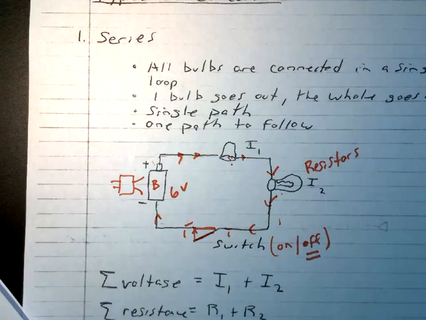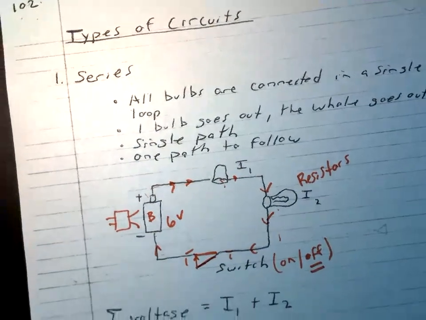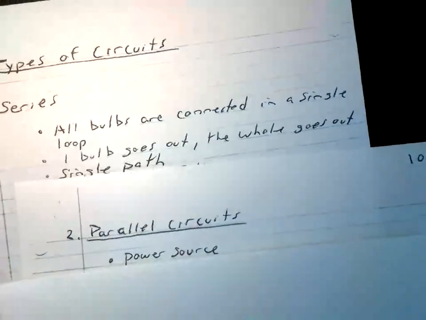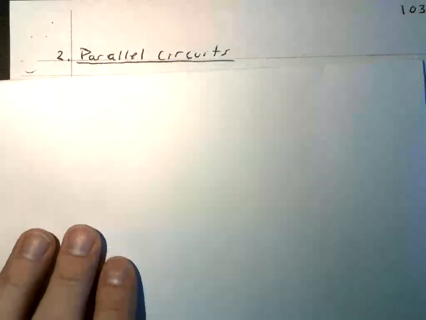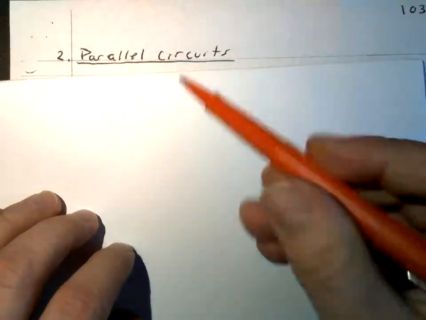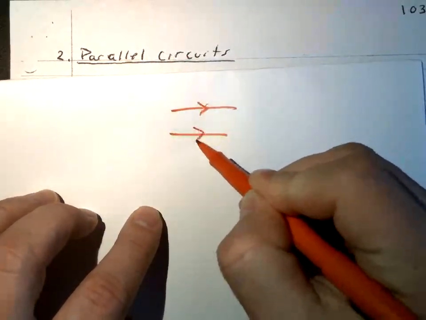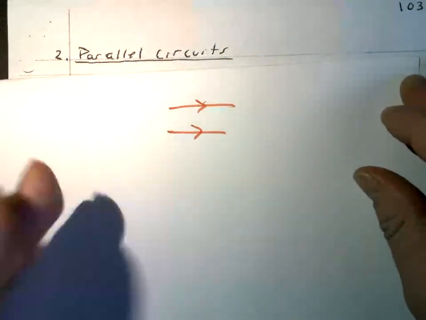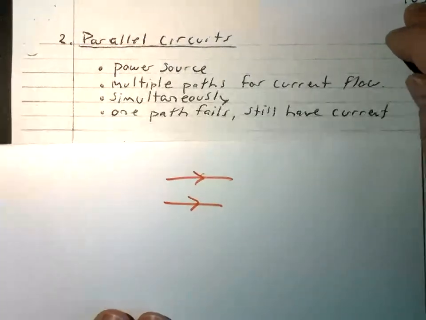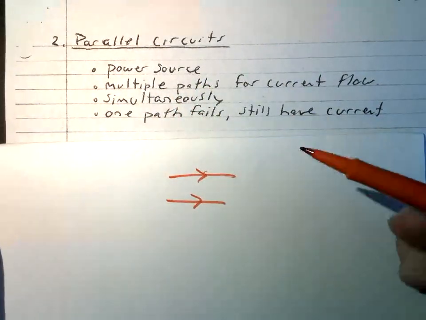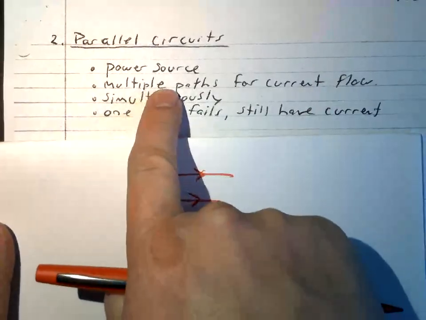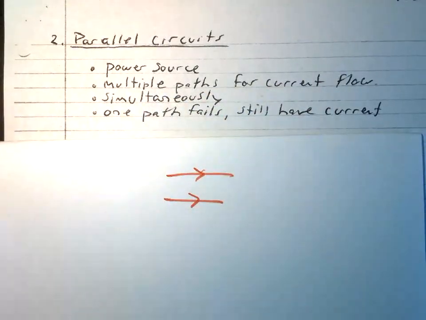Now there's the second one. This is called the parallel circuit. In parallel, if you think about your geometry, parallel lines, a couple of lines like this, that means they never intersect. And so in parallel, you can have a power source like a battery or plug, but there are multiple paths for that current to flow, simultaneously, over and over.